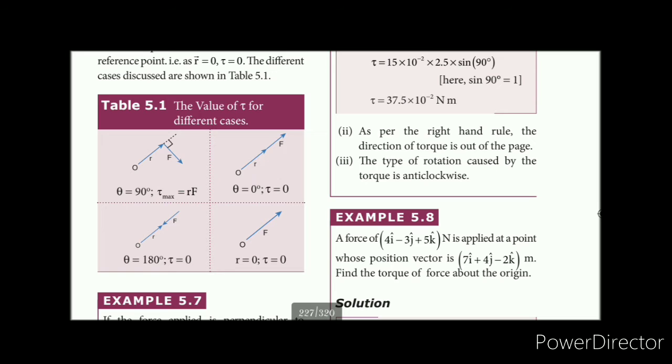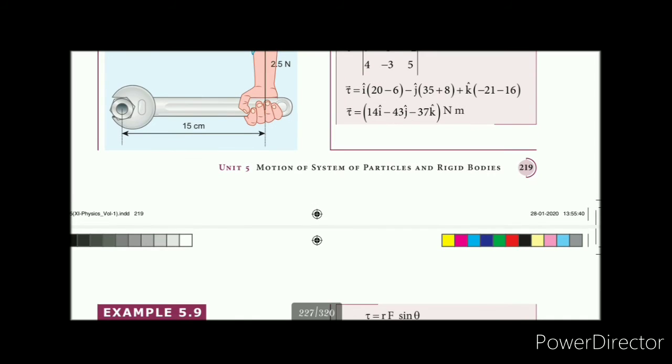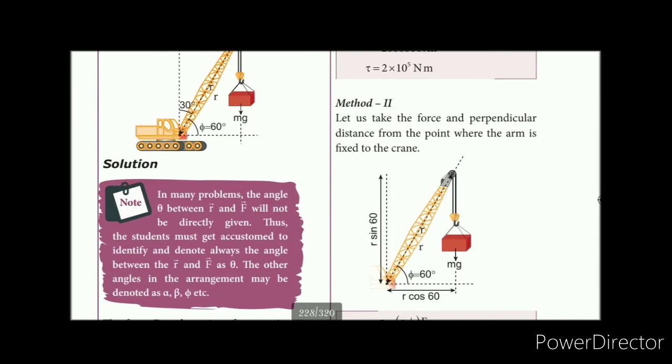See the value of tau for the different cases. When theta equals 90 degrees, tau will be maximum. That means torque will be maximum. When theta equals 0, that is parallel to the force, then torque will be 0. Anti-parallel also will be 0. When r equals 0, that is when there is no distance, then torque will be equal to 0.